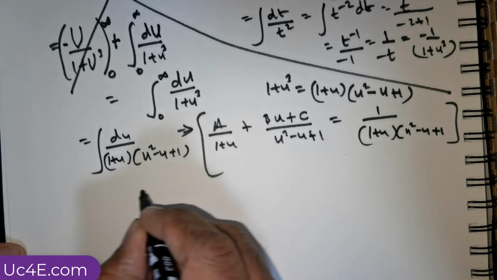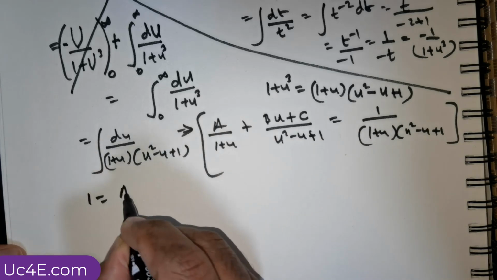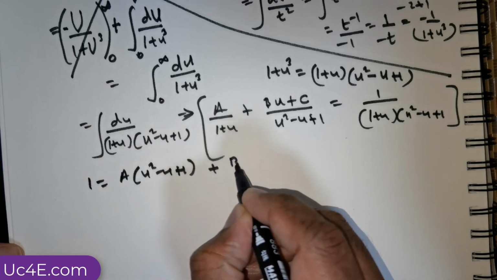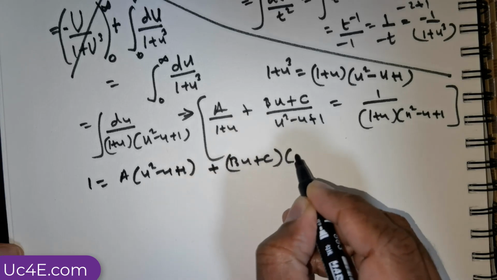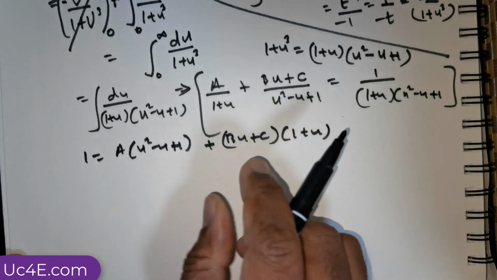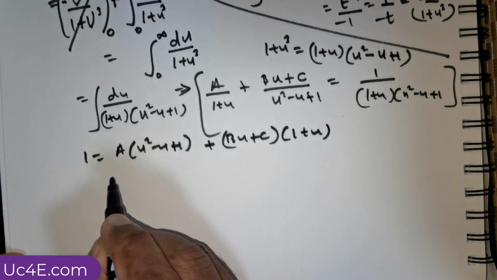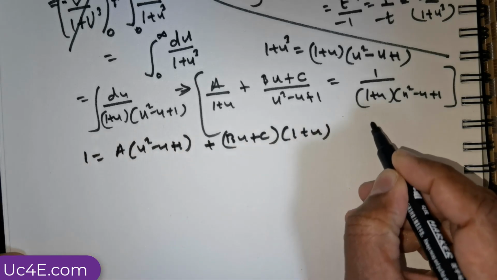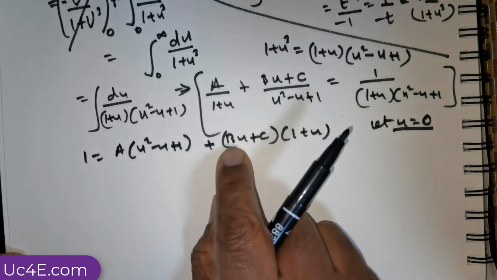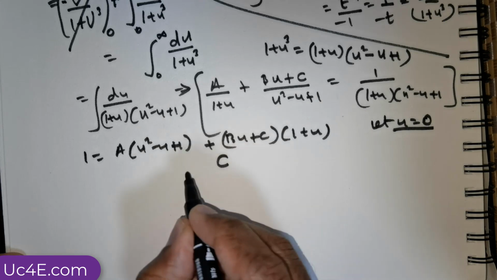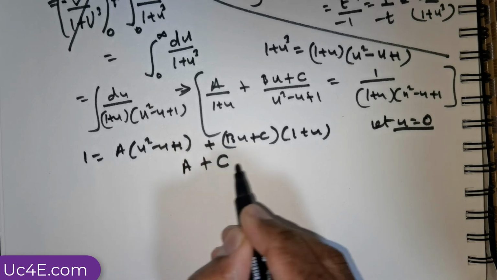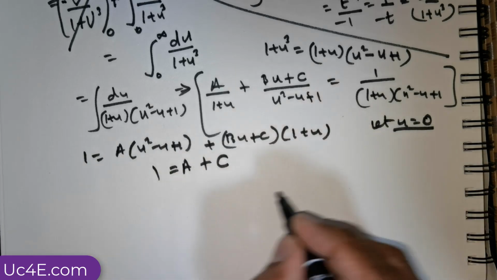So if I were to cross multiply this, I would get 1 is equal to a times u squared minus u plus 1 plus b u plus c times 1 plus u. This is what I've got. Now what I wish to do is take u equal to 0. If I take u to be equal to 0, this one will vanish, this one will vanish, so I will have a c here, and then I will have a, which is equal to 1. So that's for u equal to 0.